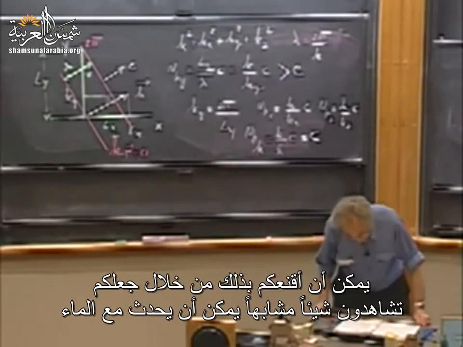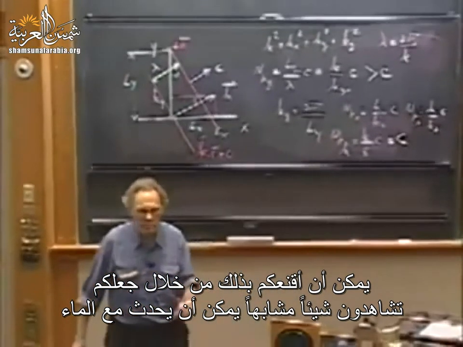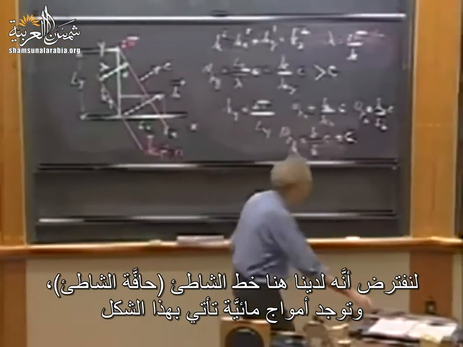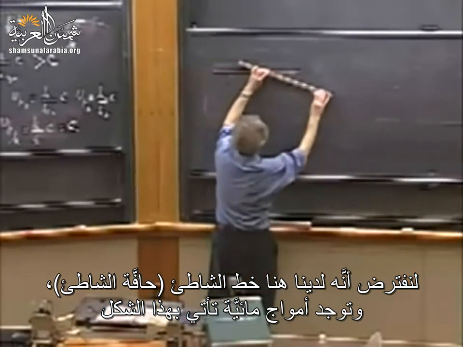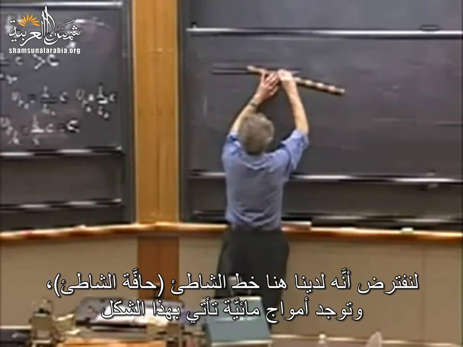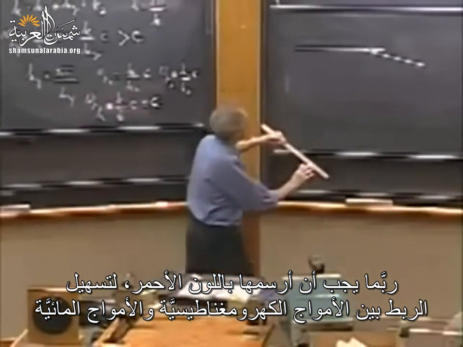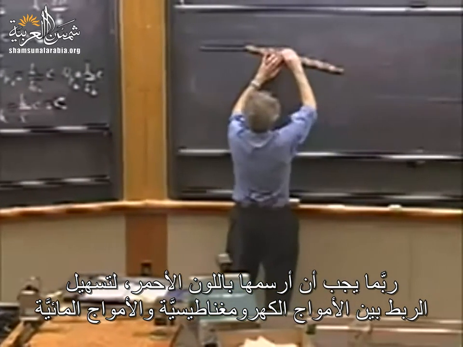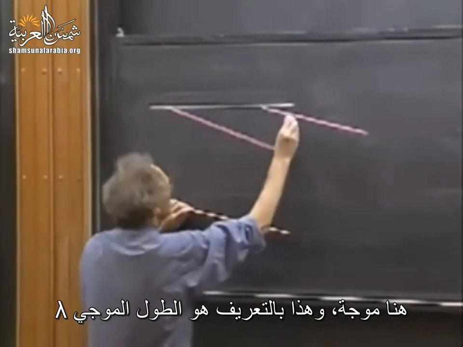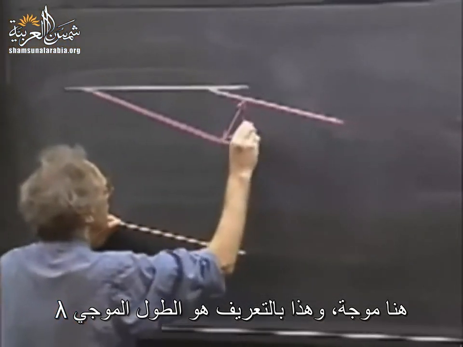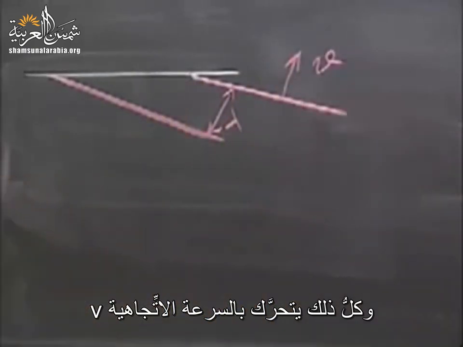And I can best convince you of that by showing that something similar can happen with water. Suppose we have here a shoreline, and we have some water waves coming in like this. And maybe I should put them in red so that you begin to make the connection between the electromagnetic waves and water waves. So here is a wave rolling in nicely. This is, per definition, the wavelength lambda, and all of that moves with velocity v.